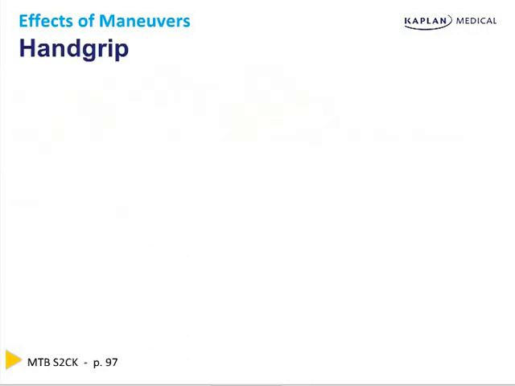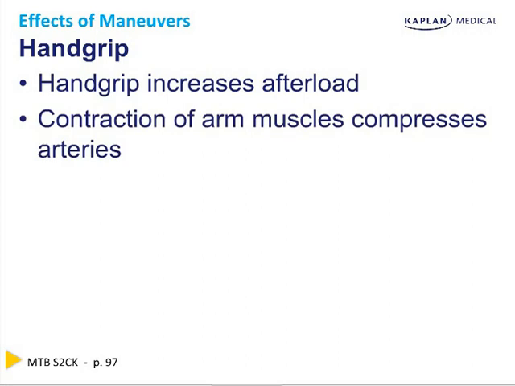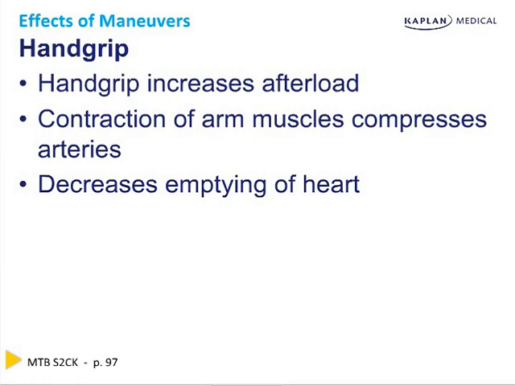Hand grip. Squeezing the muscles of the arm squeezes the arteries of the arm, which increases afterload. The contraction of those arm muscles compressing those arteries will decrease emptying of the heart.